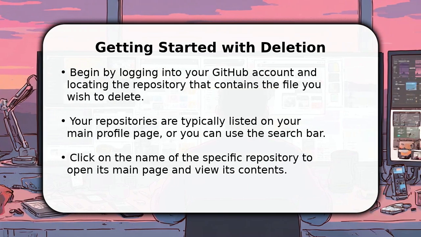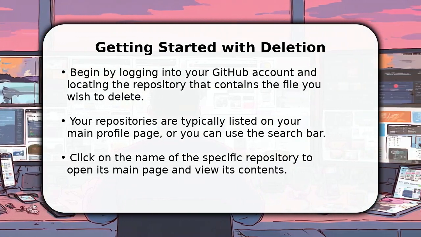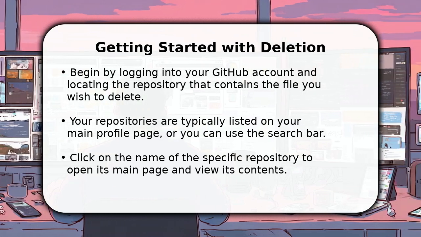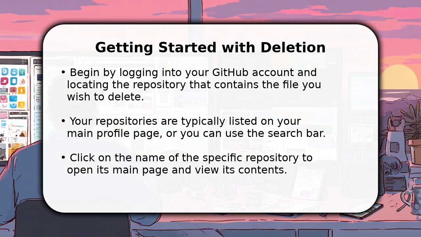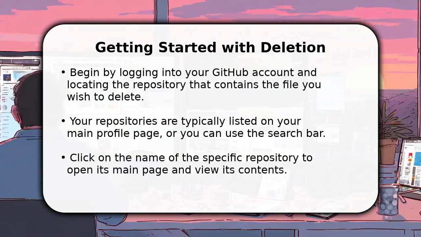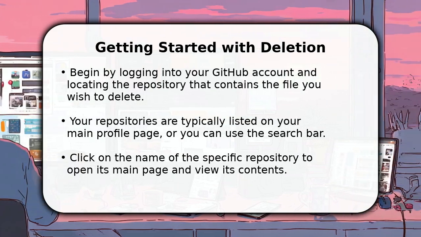Navigate directly to your main profile page where all your repositories are clearly listed for easy access. Find the specific repository you need, perhaps using the powerful search bar if you manage many projects. Click its name to access its contents and begin the process of removal.